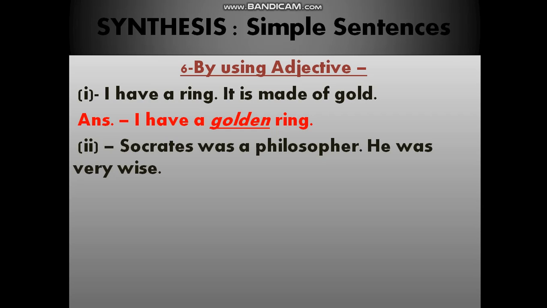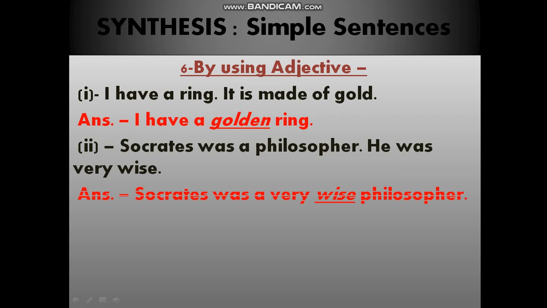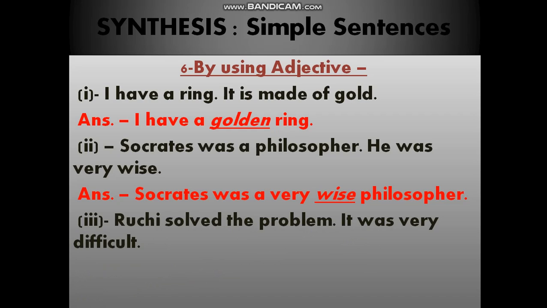Socrates was a philosopher. He was very wise. So Socrates was a philosopher. Which type of a philosopher? Very wise philosopher. So we can say Socrates was a very wise philosopher. Wise here is our adjective.